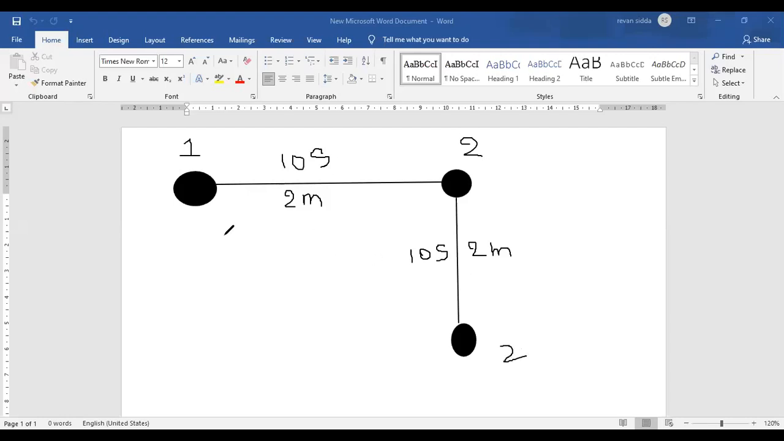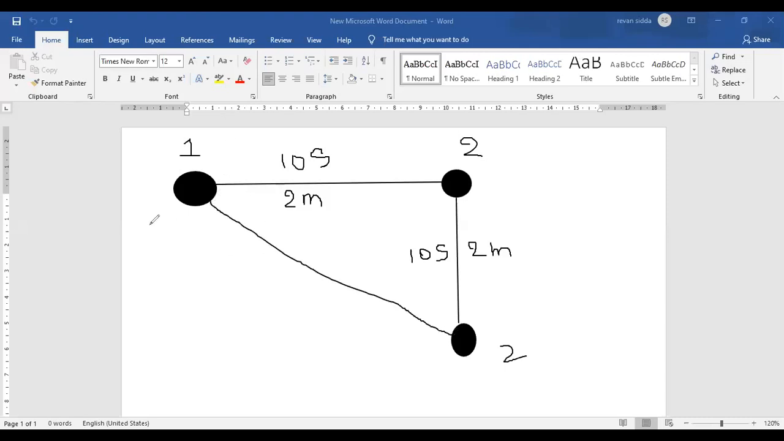Now velocity. Velocity is nothing but displacement per time. Speed is distance per time. Yesterday I taught you speed is distance per time, whereas velocity is displacement per time. Understood, everyone? Displacement per time, in the sense, the shortest distance from the starting position to the ending position.